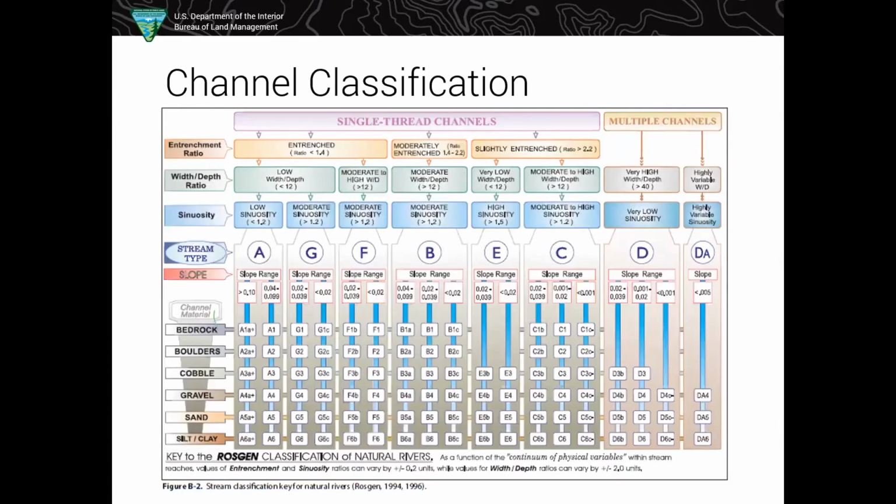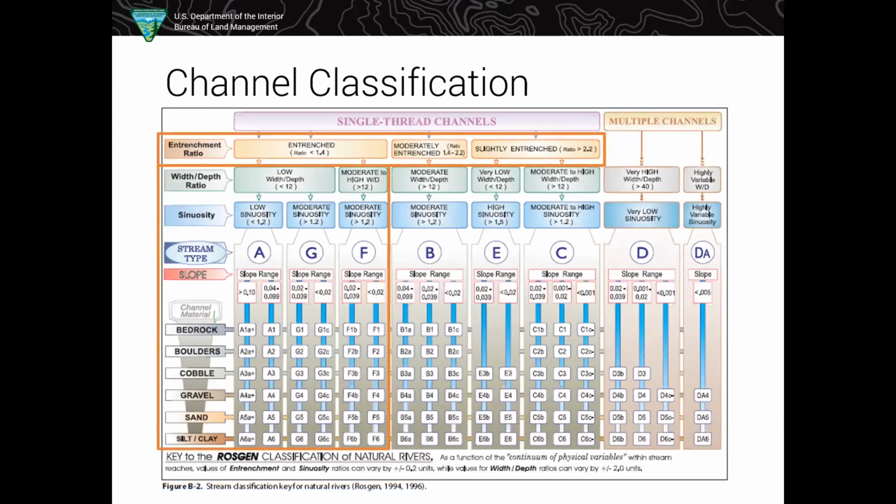For entrenchment ratio, we just need to keep a couple numbers in mind, 1.4 and 2.2. If the entrenchment ratio is less than 1.4, the stream is classified as entrenched or vertically contained, and so you're going to focus on A, G, and F channel types. If the entrenchment ratio is between 1.4 and 2.2, then it's considered moderately entrenched, and you're just going to be looking in that B bucket. If it's greater than 2.2, then the stream's not entrenched, and you're looking at C, E channel types or D, DA channel types.